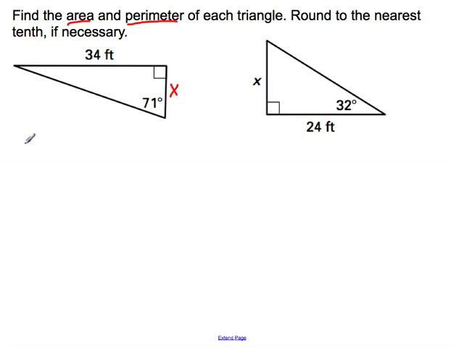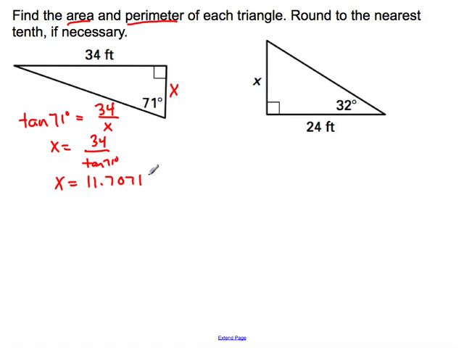I'm going to zip through this problem fairly quickly, and I'll leave the second one for you to try on your own. The tangent of 71 degrees is going to equal the opposite side, which is 34, over x. When I cross multiply, I can get x equal to 34 divided by the tangent of 71 degrees. When I put that in my calculator, x would equal 11.701713885.